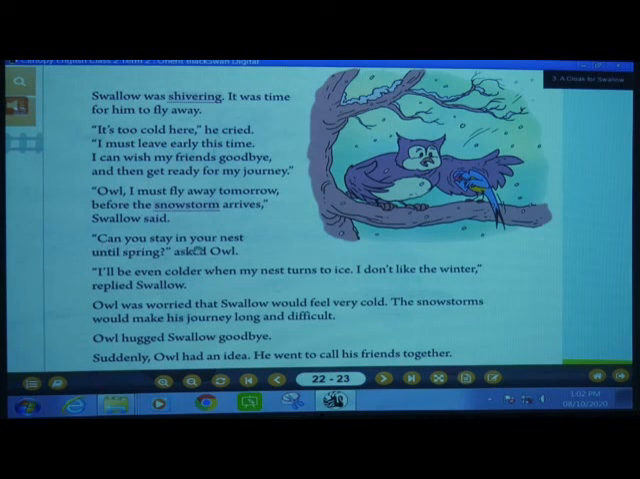Can you stay in your nest until spring? Asked owl. So now owl is telling, can you stay in your nest until spring? He is asking, can you stay in your nest? Can you stay in your nest until the next coming spring season? Owl is asking to whom here? To swallow.